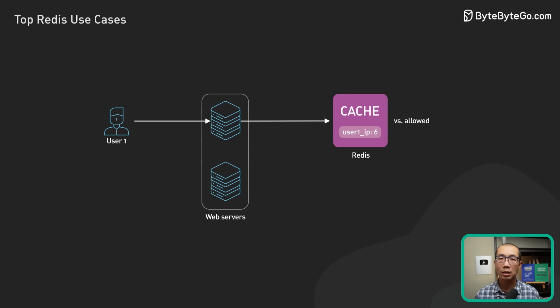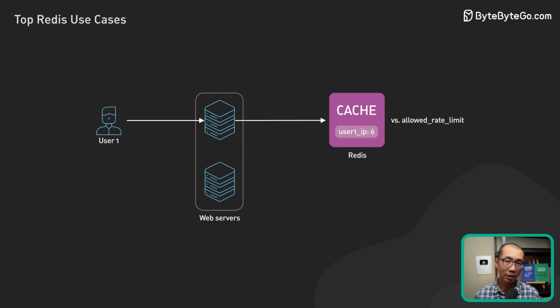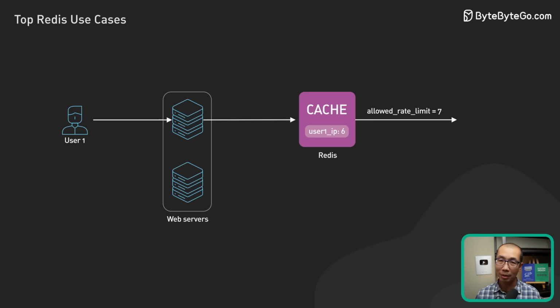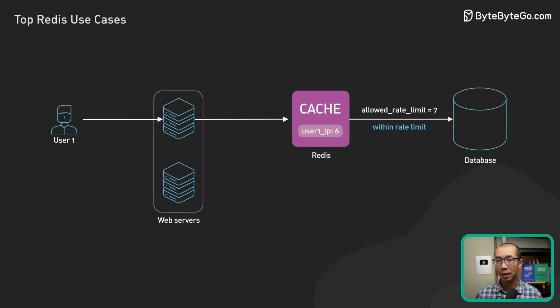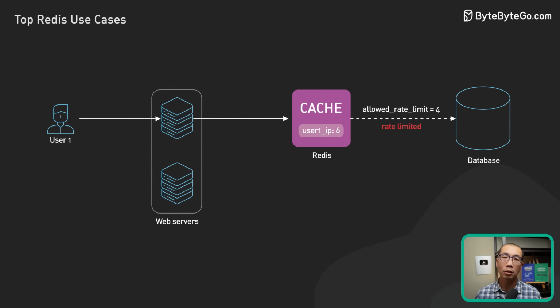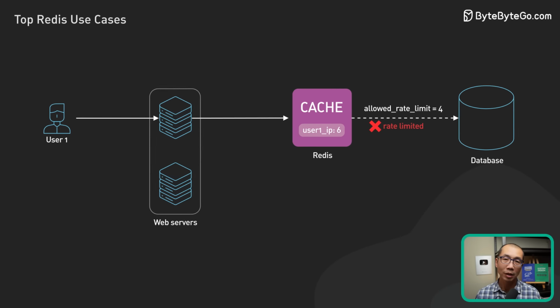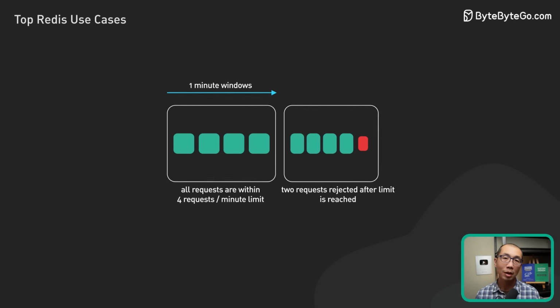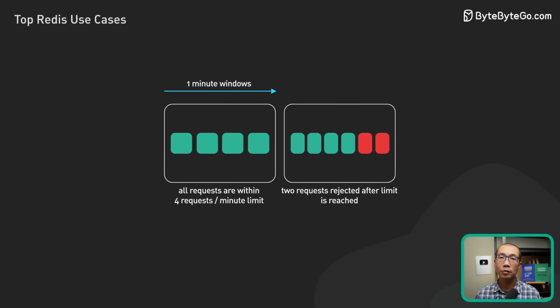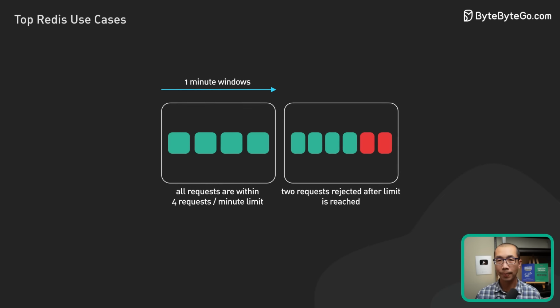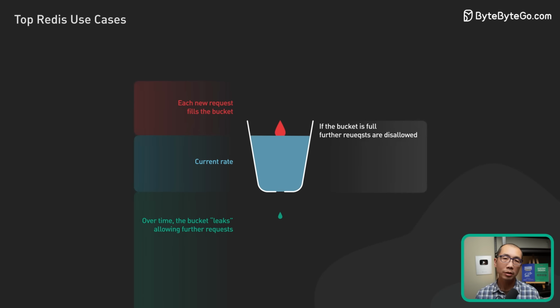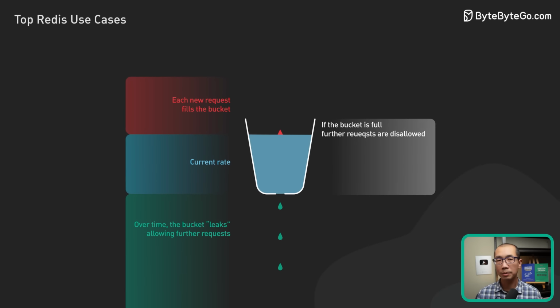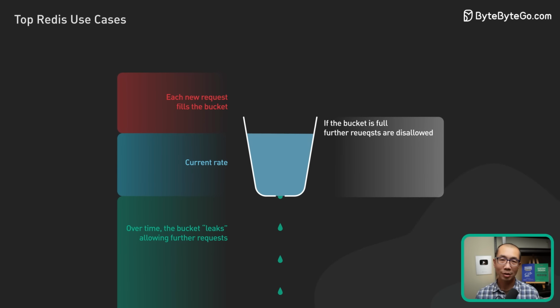The current count is compared to the allowed rate limit. If the count is within the rate limit, the request is processed. If the count is over the limit, the request is rejected. The keys are set to expire after a specific time window, for example, a minute, to reset the counts for the next time window. More sophisticated rate limiters, like the leaky bucket algorithm, can also be implemented using Redis.